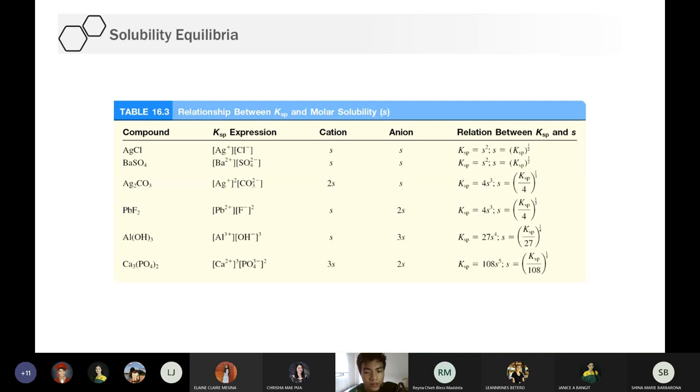In this table, we see here the corresponding ratio of the cations and the anions. No? So suppose you have 1-to-1 ratio of cation and anion. So ito yung mga examples natin. 1-to-1 ratio nila. Isang silver, isang chloride, isang barium, isang sulfate. So if the ratio of your cation and your anion is 1-to-1, that means to solve for the molar solubility, that is just the square root of the KSP. Okay? Again, kapag 1-to-1 yung ratio ng cation pati anion, molar solubility is just the square root of the KSP.